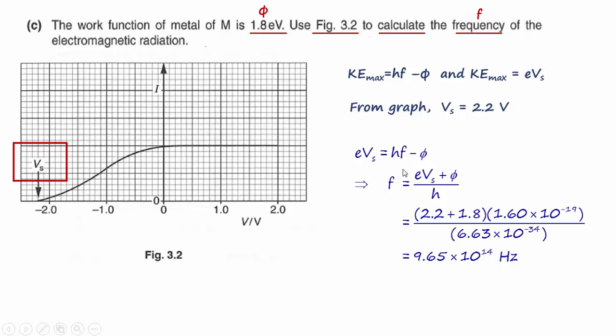Substituting these and rearranging, we will have f equals Vs plus phi over h. Putting in the values and converting into SI units, we will be able to get the answer to be 9.65 times 10 to the power 14 Hertz. That is the answer.